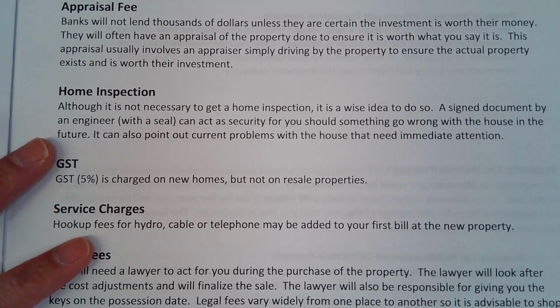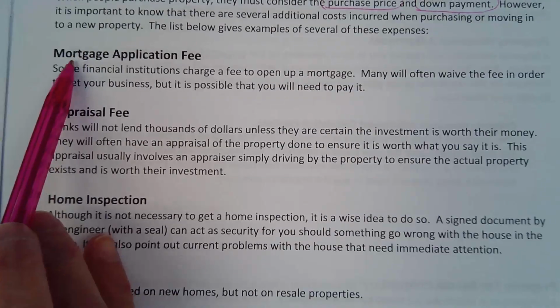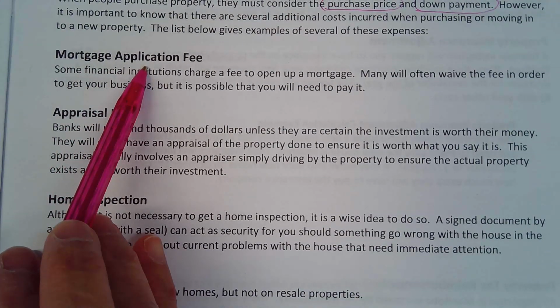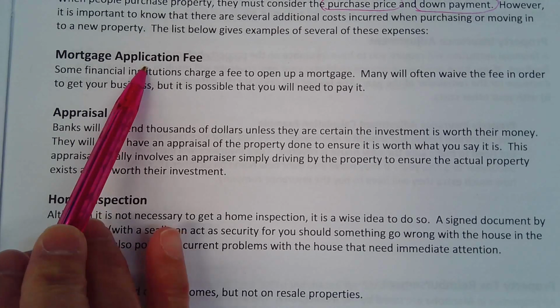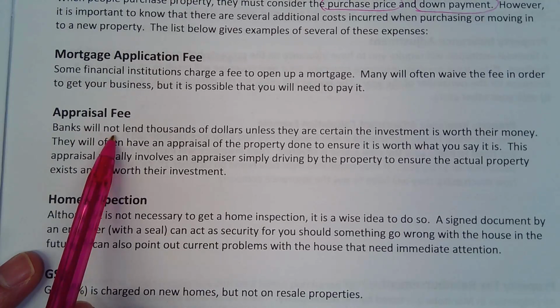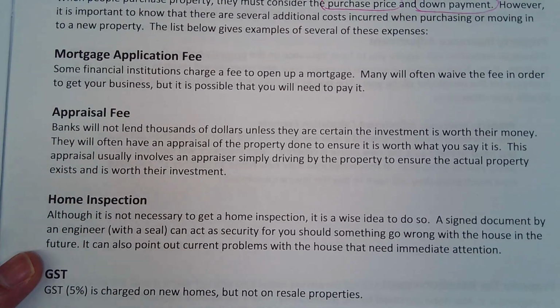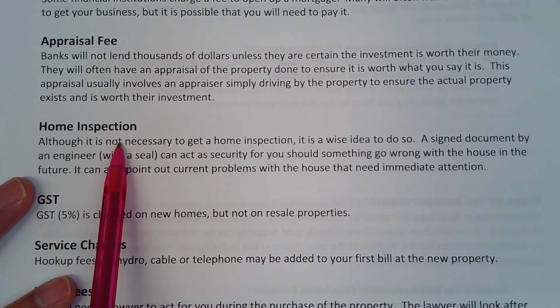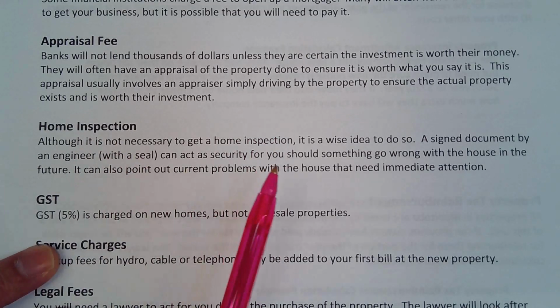Okay, so what do we have so far? We talked about the mortgage application fee, right? Sometimes you have to apply for a mortgage and there's a fee for that. Appraisal fee, the bank wants to know how much the property is worth. You have to pay to get it appraised. And the third one we've talked about is home inspection. So far those are three things.